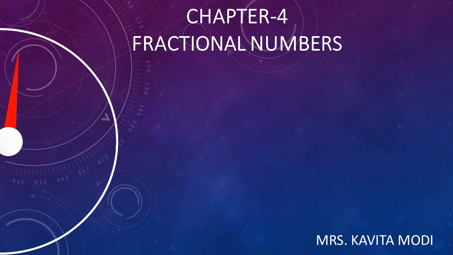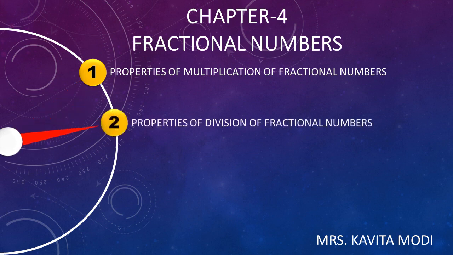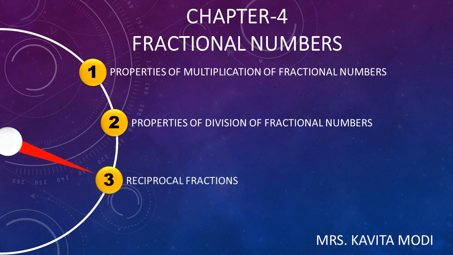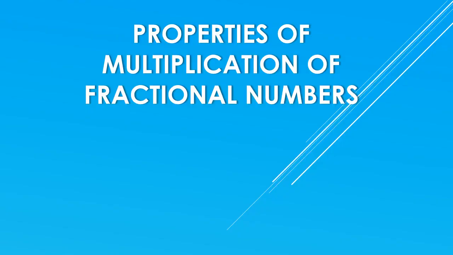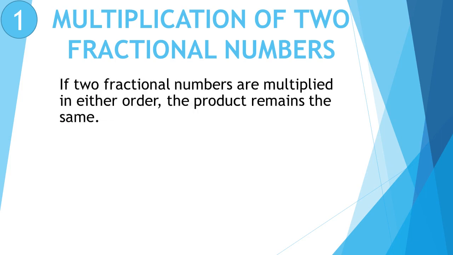In this chapter our topics are properties of multiplication of fractional numbers, properties of division of fractional numbers and reciprocal fractions. Our first topic is properties of multiplication of fractional numbers. Our first property is multiplication of two fractional numbers. If two fractional numbers are multiplied in either order, the product remains the same.